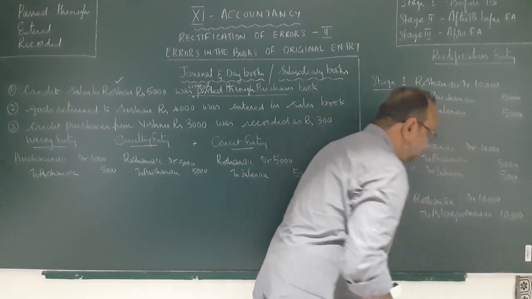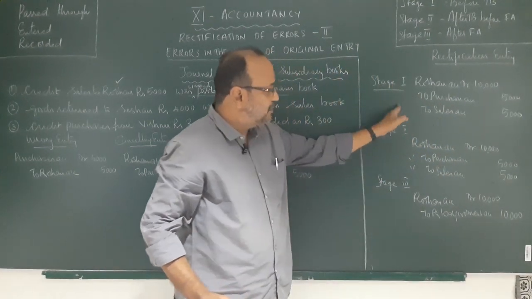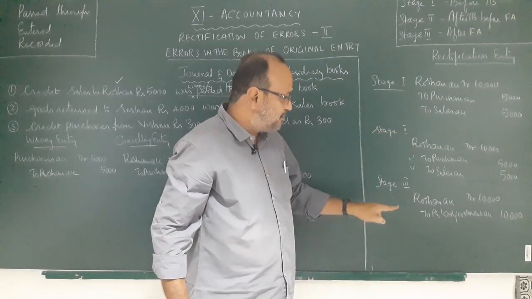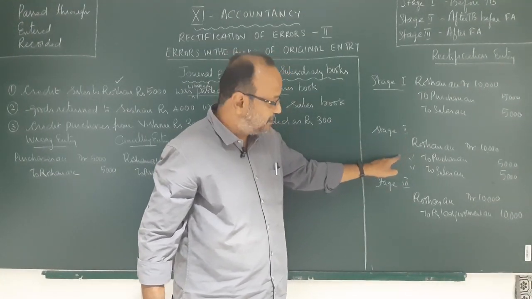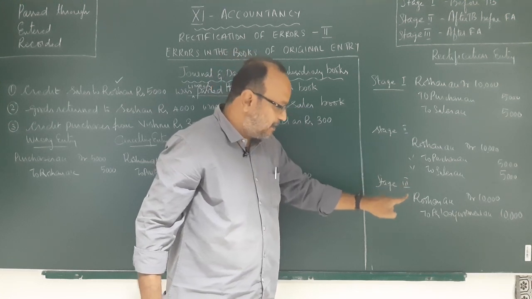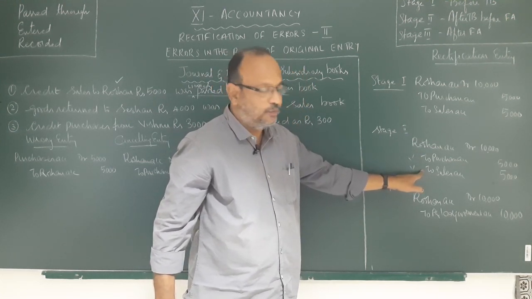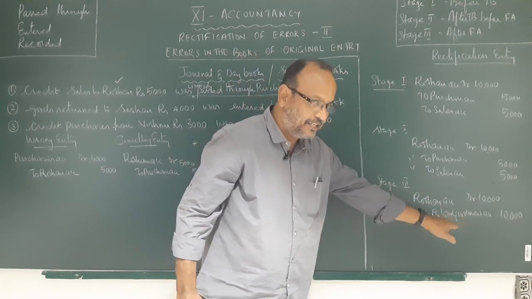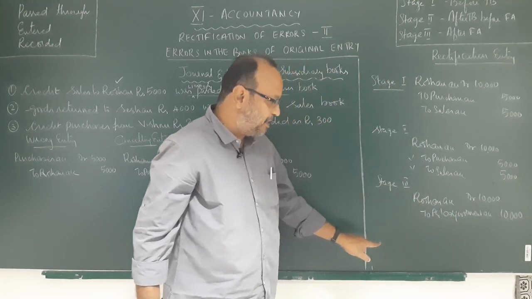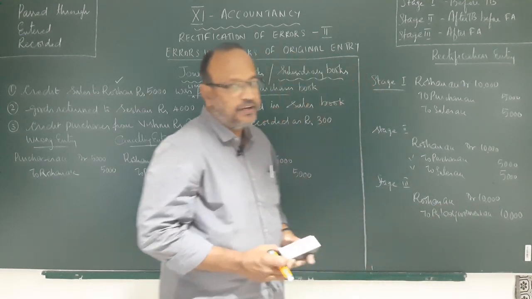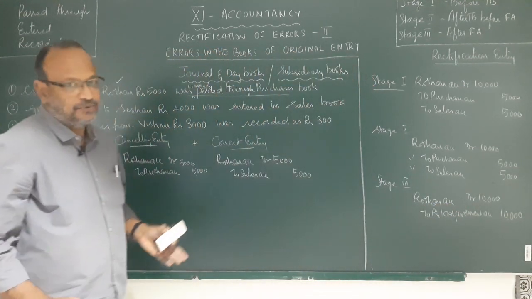10,000. Right? In the first stage, Roshan account debit to purchases, to sales. Second stage, Roshan account debit to purchases, to sales account. And in the third stage, the nominal account has to be substituted with the words profit and loss adjustment account. The rectification entry will be Roshan account debit 10,000 to profit and loss adjustment account 10,000.